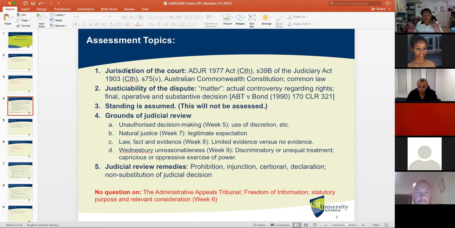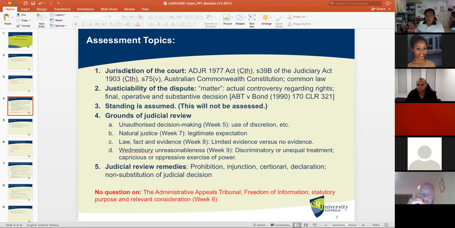The courts will be flooded with all sorts of cases, and it will only open the floodgates to litigation, if every single decision of the administrative decision maker is then subjected to judicial review. So the court said no in ABT versus Bond. So there will be a question where you will need to sense, is this justiciable, in the sense that, is there a final operative and substantive decision? So I'm just flagging that.